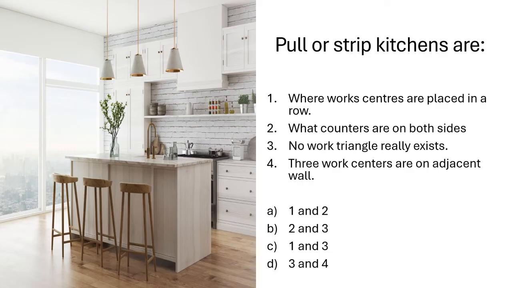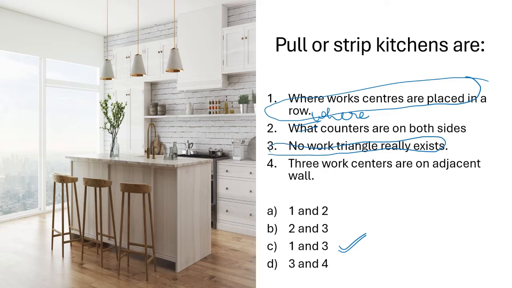Now, this is a very important question. Pull or strip kitchens are: 1. Where work centers are placed in a row. 2. Where counters are on both sides. 3. No work triangles really exist. And 4. Three work centers are on adjacent walls. So what is the correct answer? Is it 1 and 2, 2 and 3, 1 and 3, or 3 and 4? The correct answer is 1 and 3. See, where work centers are placed in a row, this is a pull or strip kitchen. And even the third is correct. No work triangle really exists.